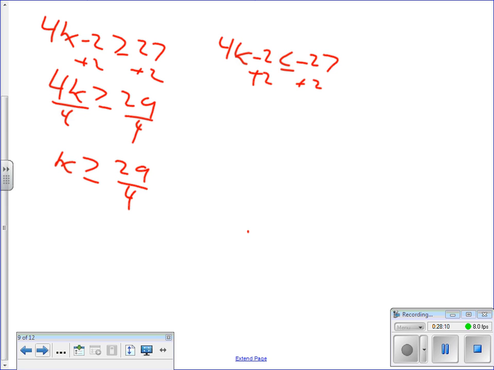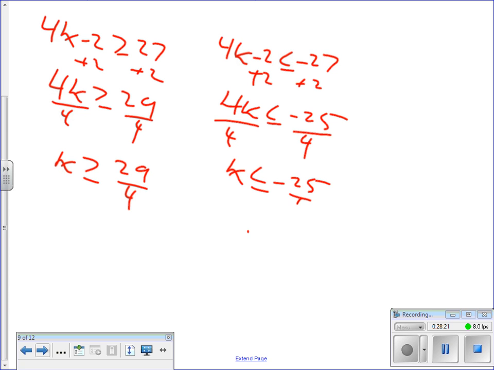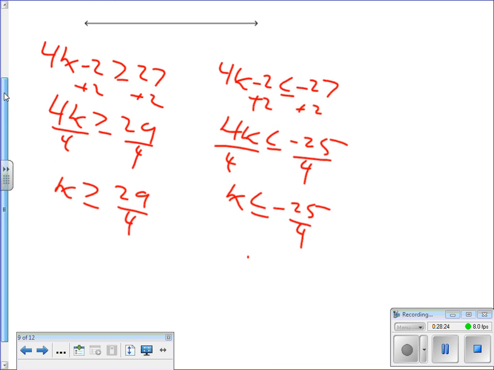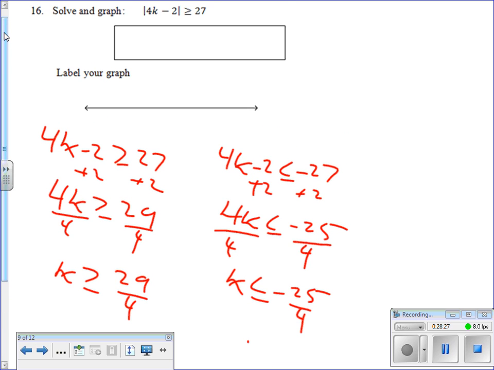Add 2. 4k is less than or equal to negative 25. Divide by 4. k is less than or equal to negative 25 fourths. So I need to put in my box k is greater than or equal to 29 fourths. Is this an and or an or? It's an or, and you need to know which one's which. This is an or. k is less than or equal to negative 25 fourths.